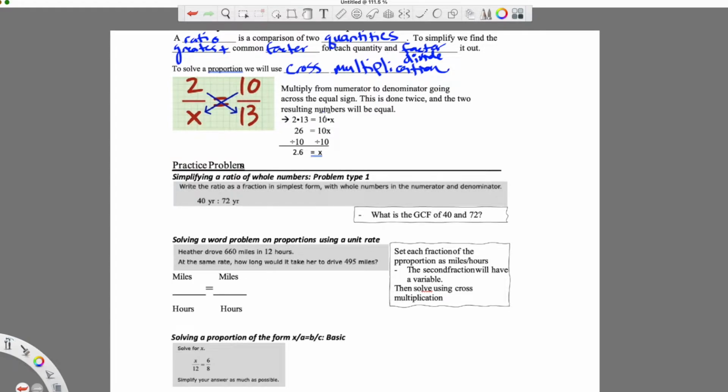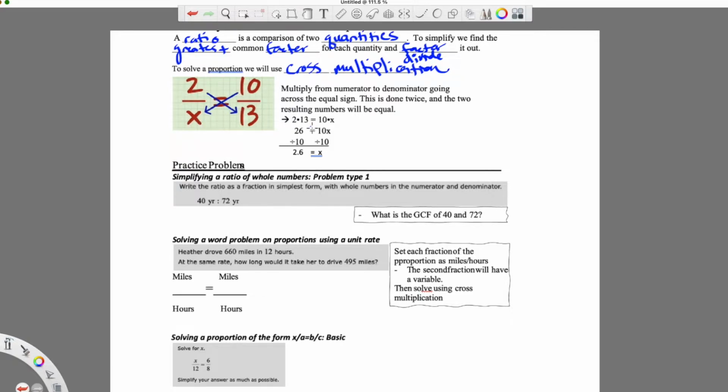So we're going to multiply from numerator to denominator going across the equal sign. So we can follow the arrow. It's going from 2 to 13, from numerator to denominator, and it's going to cross that equal sign. And this is done twice, because I also have to go from 10, this numerator, to this denominator. The resulting numbers will be equal to each other. So we're going to go 2 times 13, and that's going to equal 10 times x.